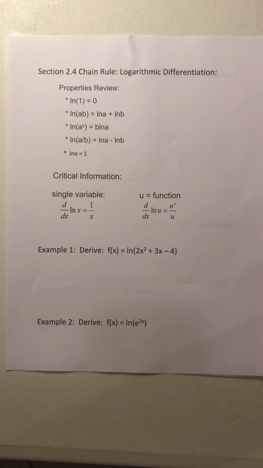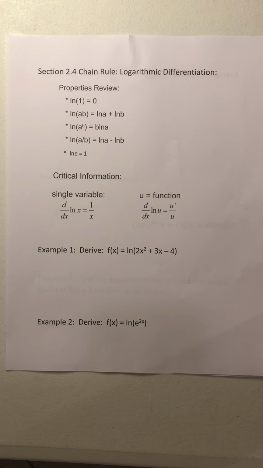If we take the natural log of two quantities being multiplied together, we can separate that out as the natural log of the one quantity added to the natural log of the other quantity. If I have the natural log of the quotient of two functions, I can separate that out as being the natural log of the numerator minus the natural log of the denominator.